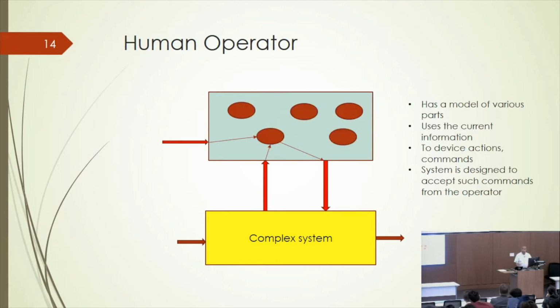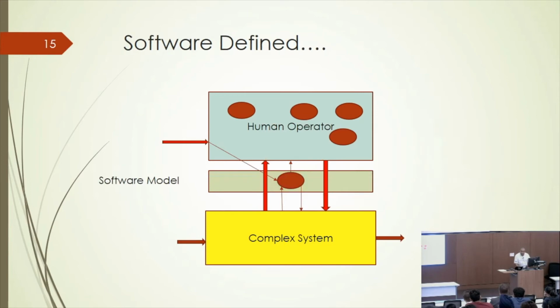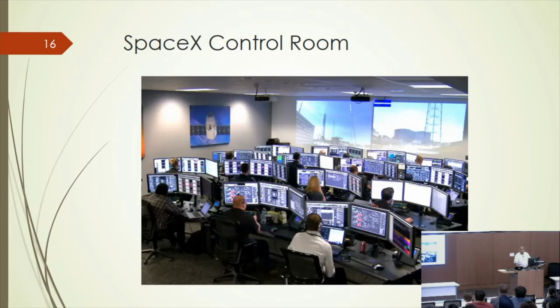How does the human operator take that into account? By knowing the interrelationships that exist. If I can codify that, I can create a software model. And the more I can codify, the simpler I can make the complex room.